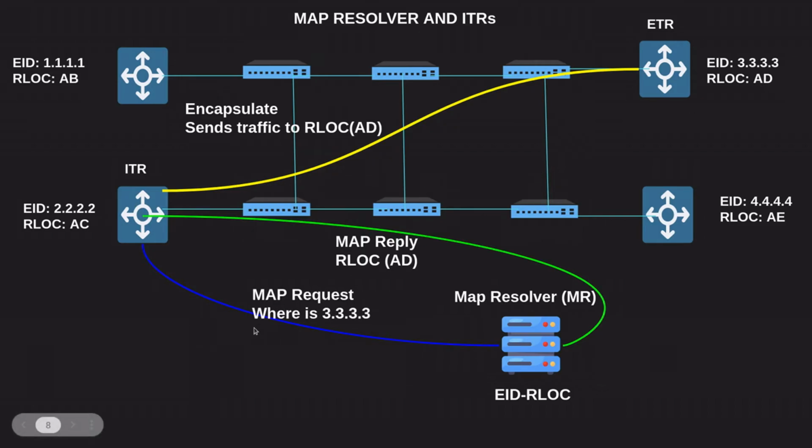After that, the ETR is going to de-encapsulate that data, see that it is going to EID 3.3.3.3, and forward it to that device. Like I said before, in most situations the ETR functions as the ITR as well, so it does both functionalities. And the map resolver is also the map server, as you can see right here.